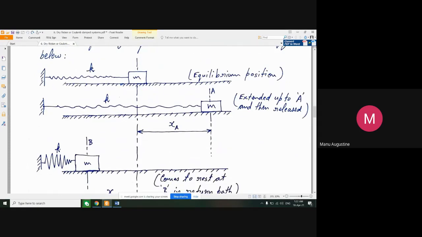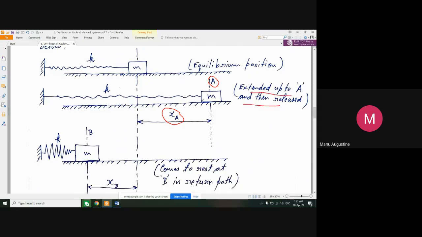First figure shows that there is a long horizontal surface, the mass is resting here, and this is the equilibrium position. Equilibrium position means the spring is neither stretched nor compressed. Everything is relaxed. Now in the second figure you see, you physically extended the mass, or you brought this mass to the right hand side and extended it by x suffix a, because the position here is named as a, extended up to a, and now you release it from this position. What will happen? Immediately the mass will start traveling towards the left hand side.